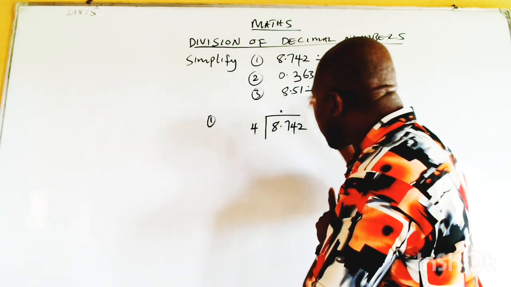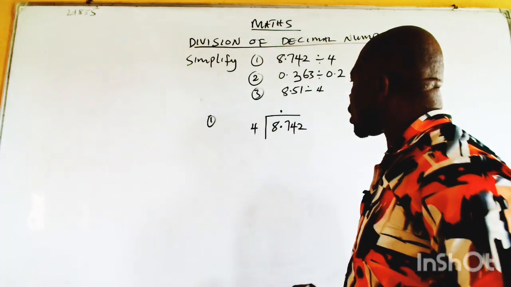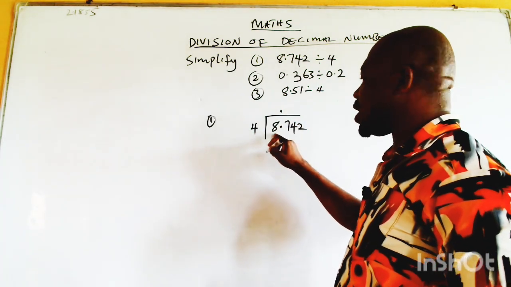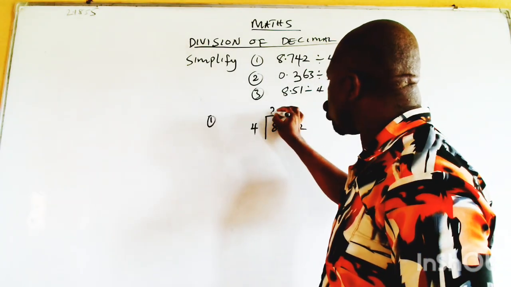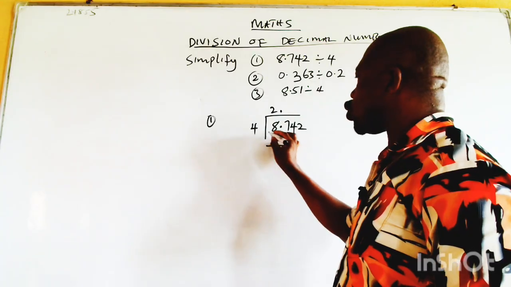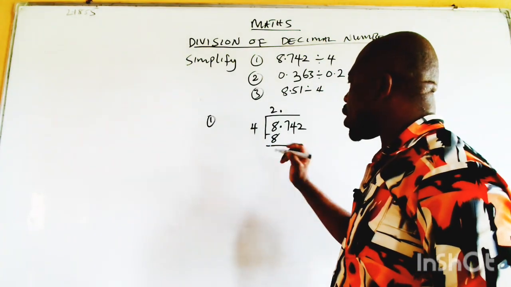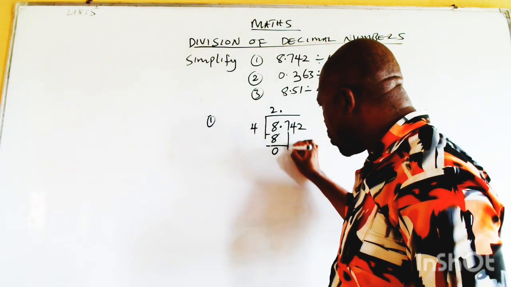Take it up the same position. Let it be there, directly above it. So 4 divide 8. 4 dividing 8 will give us 2. Now 2 times 4 is 8. And of course, you subtract. 8 minus 8 is 0. Now this 7, bring it down.